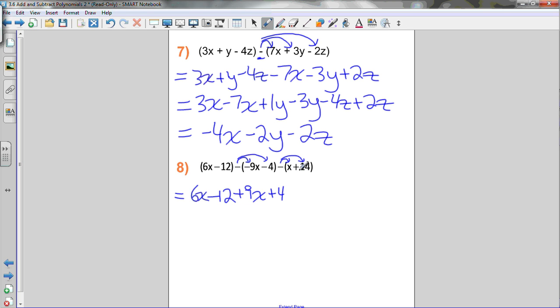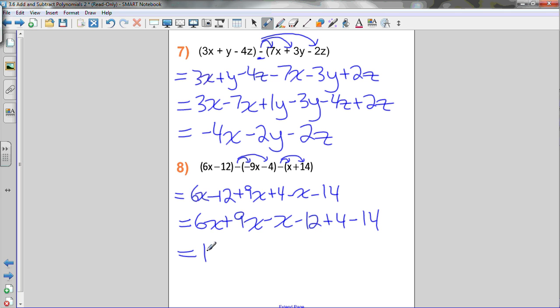So let's get rid of these brackets now. So I need to subtract x. And I need to subtract 14. Now let's group our like terms. I have a 6x plus a 9x minus an x. And I have a negative 12 plus a 4 minus a 14. 6x plus 9x is 15x, minus 1x is 14x. Negative 12 plus 4 is negative 8. Take away 14 more, I'm at negative 22. That expression is now simplified.